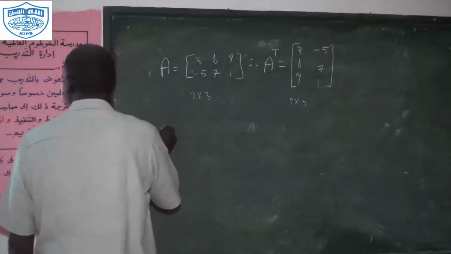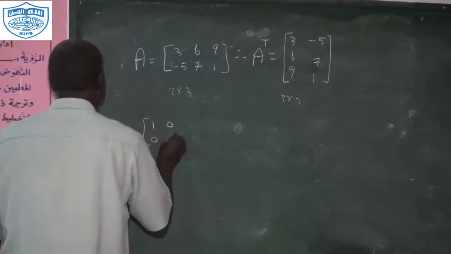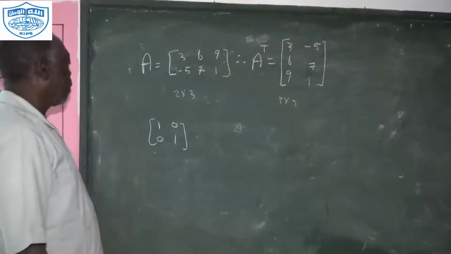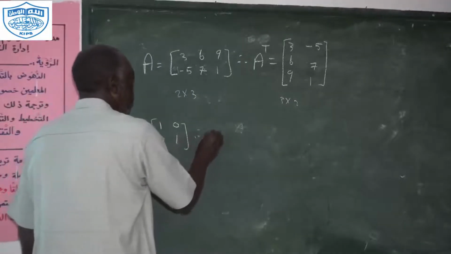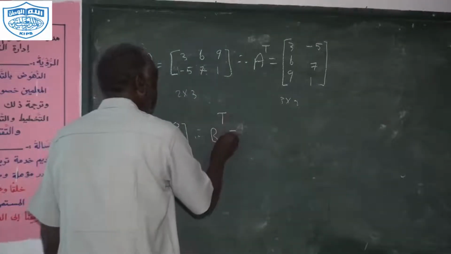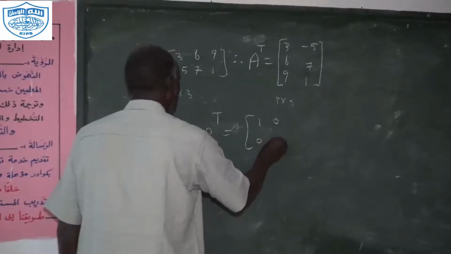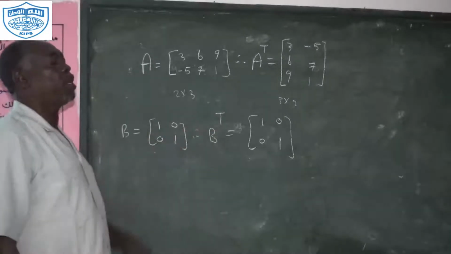What about the second matrix, 1, 0, 0, 1. The transpose, if this is B, so B transpose equals 1, 0, 0, 1. So in this case, B equals B transpose. So this is a symmetrical matrix.